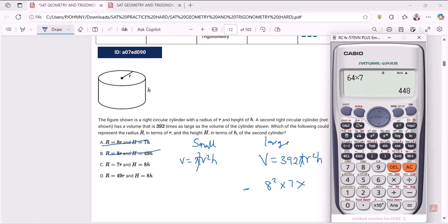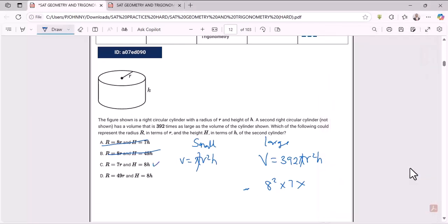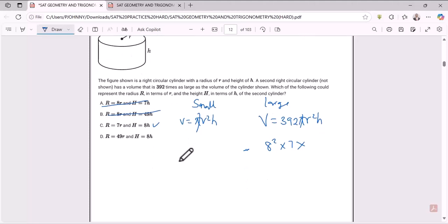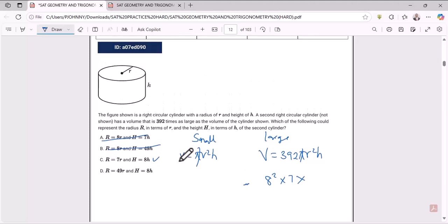Let's try 7 squared times 8. So that's 49 times 8. So that's 392. Yeah. So option C is our answer. Right. So you can get that by mere substitution.